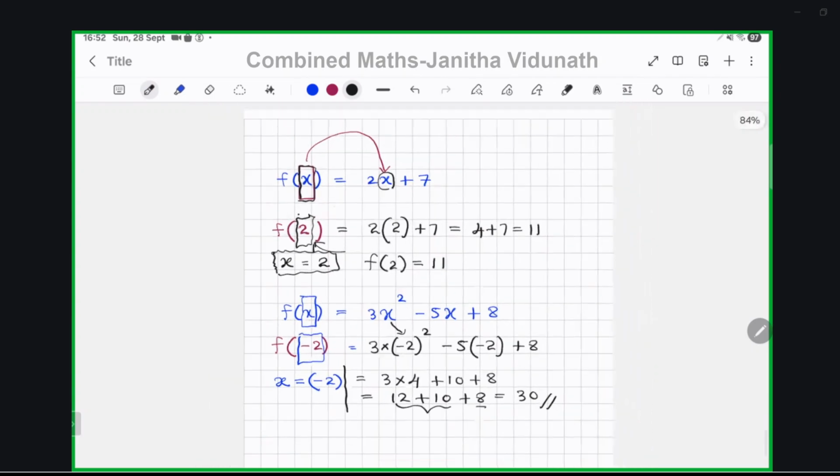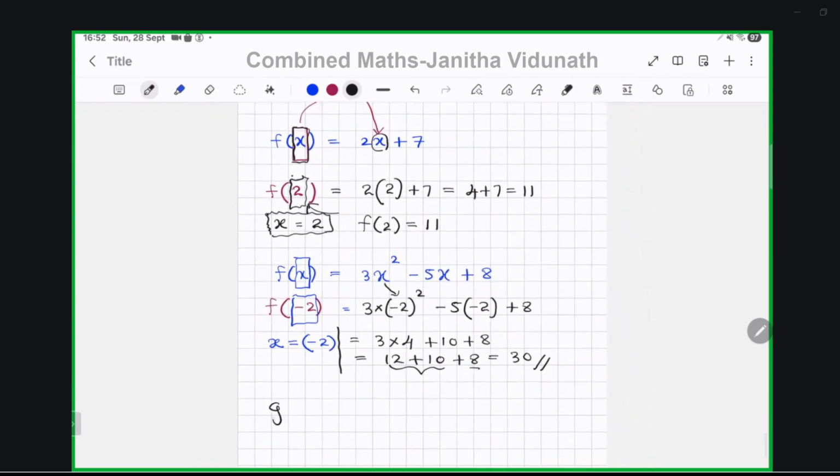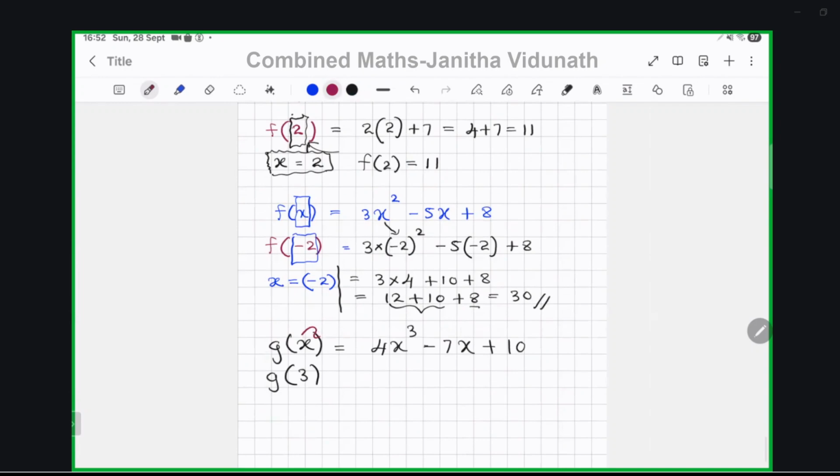Okay, let me repeat another example. Let's think we have g(x) equal to 4x cube minus 7x plus 10. Now think we need to find the value g(3). Now simply, previously in the bracket we had the term x. Now inside the bracket we have the term 3. That means we need to substitute the x with the value 3.